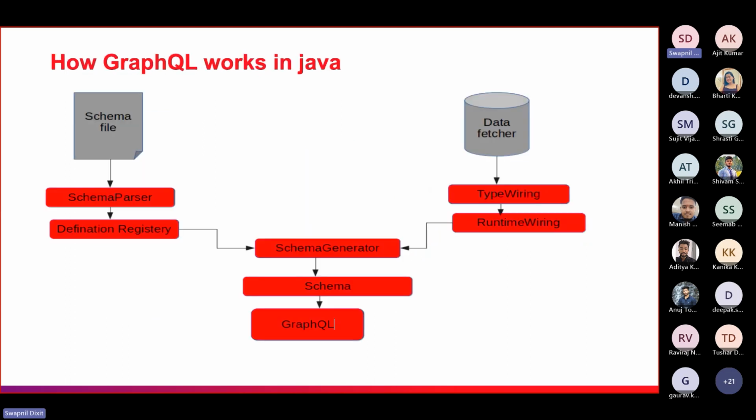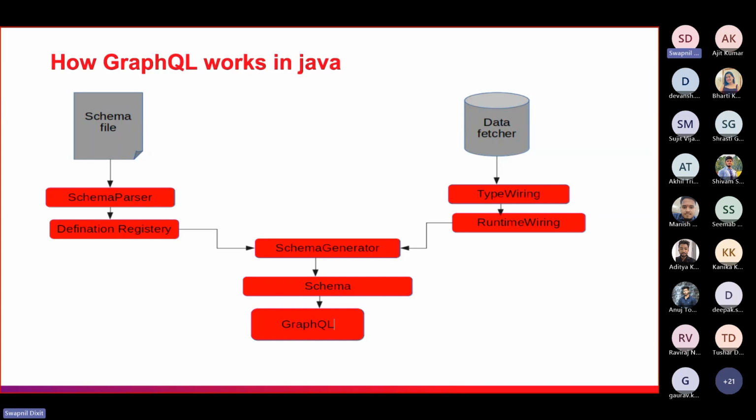So let us now see how GraphQL actually works inside Java. Let us first start from the left side. As you can see, the first step is to create a schema file which contains the types and operations that need to be performed. The SchemaParser class is provided by the GraphQL Java API. We create an object of it to parse the schema file. After parsing, we get an instance of the type definition registry, that is an in-memory representation of the schema file.